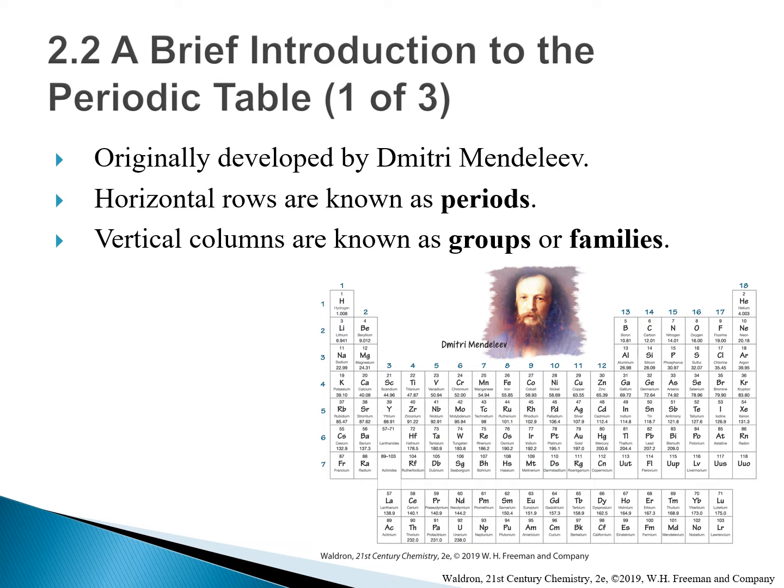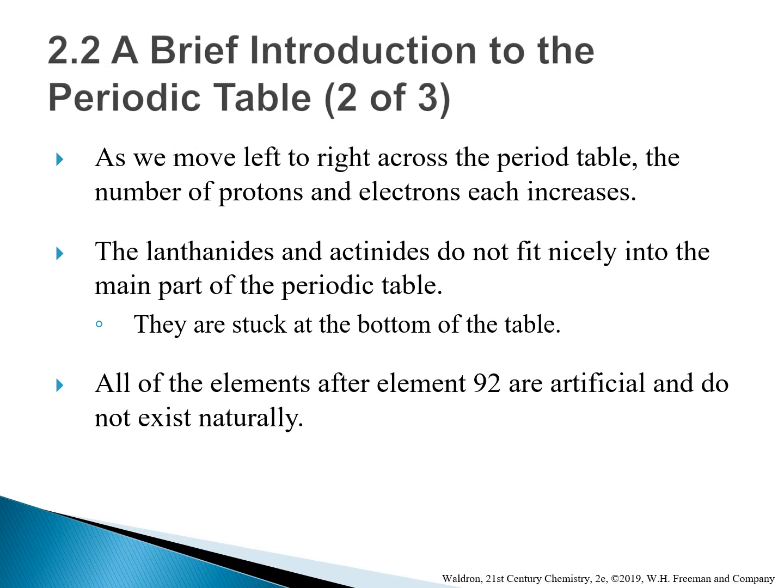The periodic table was originally developed by a Russian chemist, Dmitri Mendeleev. The horizontal rows are known as periods. The vertical columns are known as groups or families. There are 7 periods and 18 groups in the periodic table. As we move left to right across the periodic table, the number of protons increases, and so do the electrons. The lanthanide and actinide families do not fit nicely into the main part of the periodic table. They are placed at the bottom of the table.